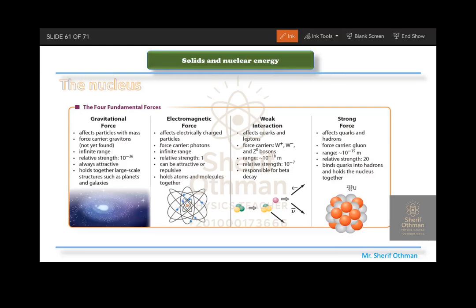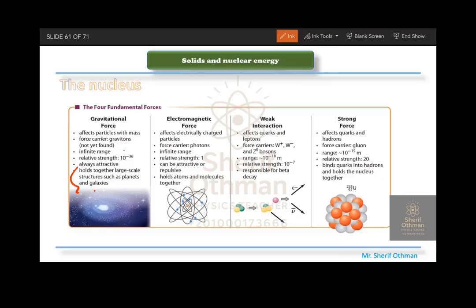Gravitational force affects particles with mass. Force carrier: gravitons. Range: infinite. Relative strength: 10 to the power -36 relative to other forces. Always attractive, there is no repulsion. It holds together large scale structures such as planets and galaxies, structures with huge masses. As the mass increases, the gravitational force also increases. So it holds the planets, galaxies, and stars together.